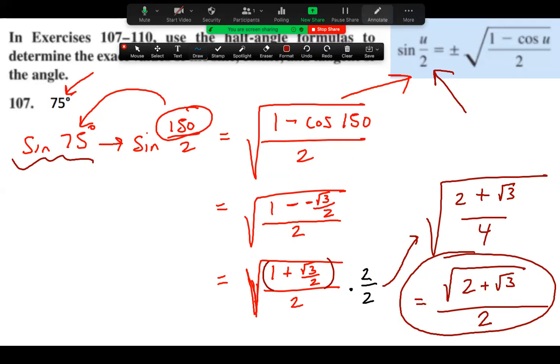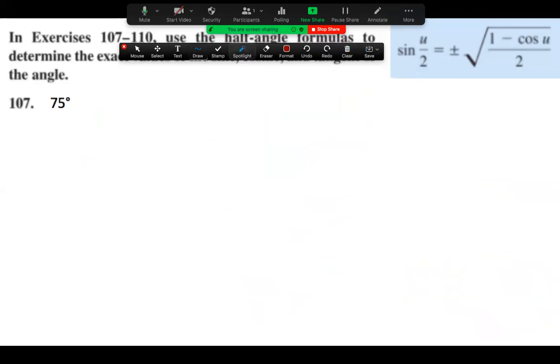All right, so next, I'm going to clear that. Let's see if I can find the mouse.